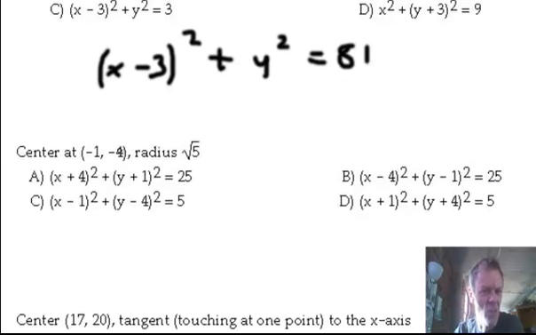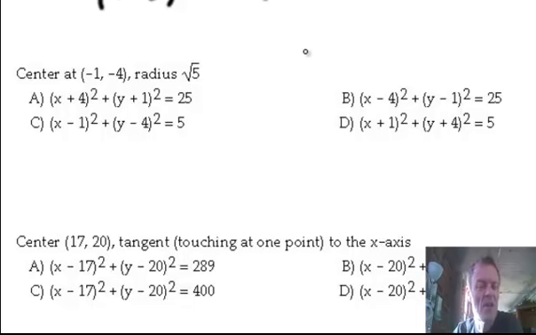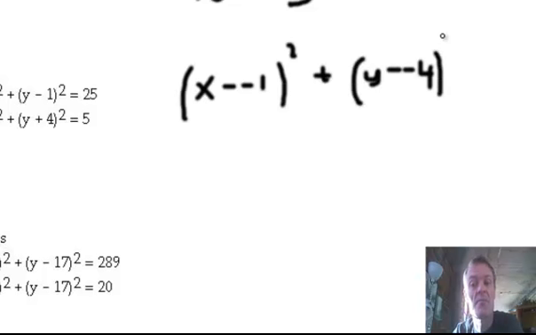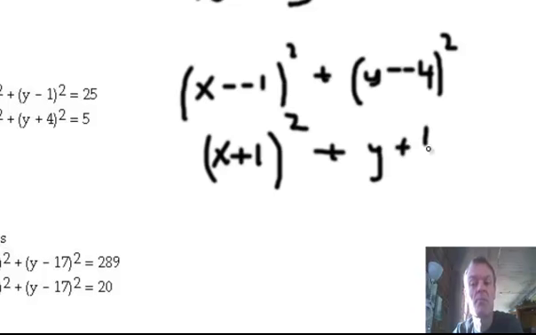Have a look at the next one, with a different kind of numbers in here. The center is (-1, -4). So I would write x minus -1. Now think about what that will be. It's going to be +1, isn't it? I would write y minus -4, all squared. So what I'm going to write is this: (x plus 1) all squared plus (y plus 4), again, all squared. And what does that equal?